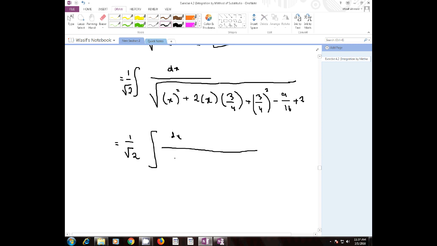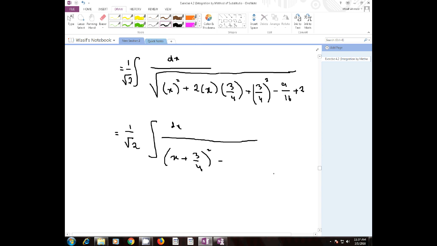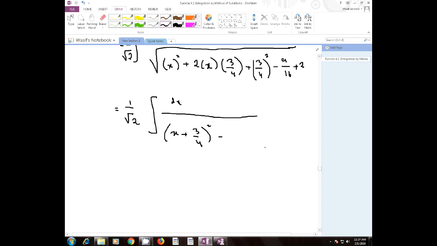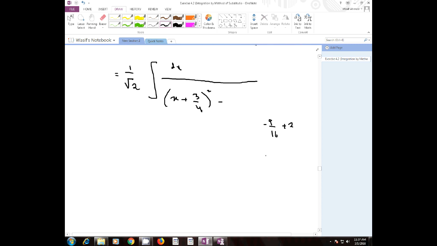In the next step, the first three terms are the whole square of a plus b, that is, the whole square of x plus 3 divided by 4, plus the final two terms, minus 9 by 16 plus 2, which can be simplified to minus 9 plus 32 divided by 16, that is 23 divided by 16. Therefore, if we write in the whole square form, we have square root 23 divided by 4.